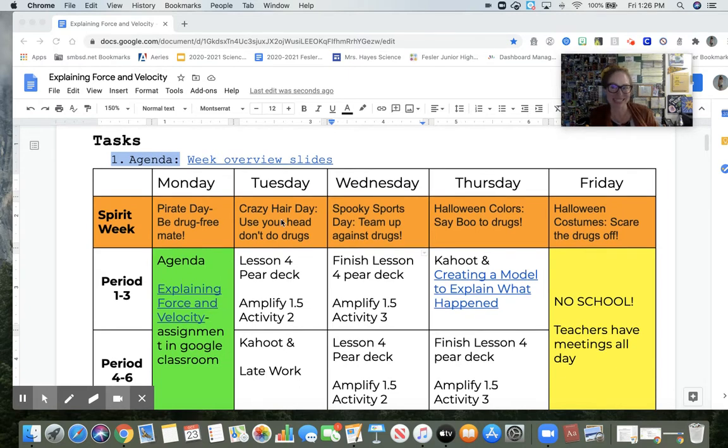So as always, hopefully the first thing we should do is get our agenda for the week. This week is extra special because we have our Spirit Week. I look forward to dressing up. Hope you do too. Monday is Pirate, Tuesday Crazy Hair, Wednesday Sports, Thursday Halloween colors, Friday costume. Remember, because we don't have school Friday, you're going to email a picture of yourself to your teachers.